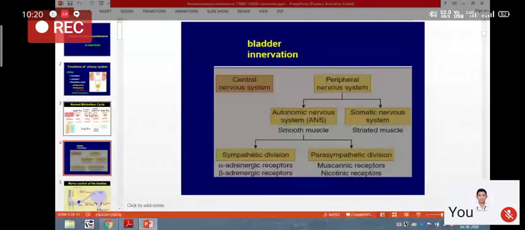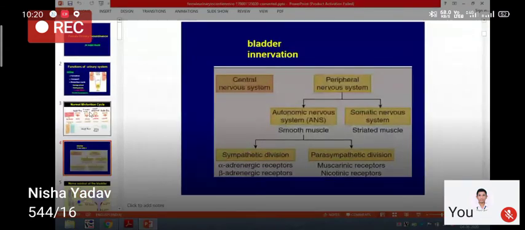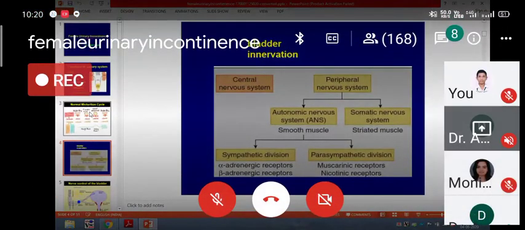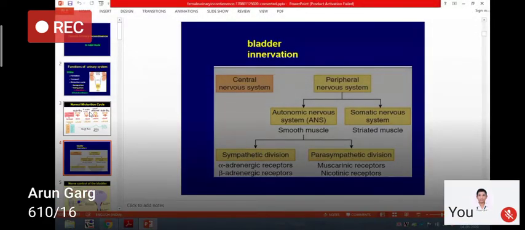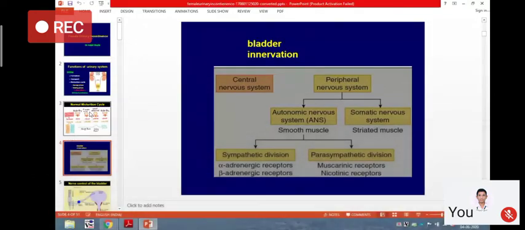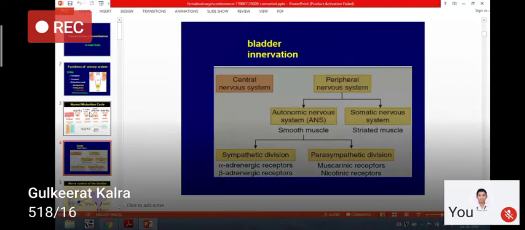So the peripheral nervous system consists of the autonomic nervous system and the somatic nervous system. The autonomic nervous system involves smooth muscle and the somatic nervous system involves striated muscle. In this there is a sympathetic division and a parasympathetic division. Parasympathetic fibers act on muscarinic and nicotinic receptors, while sympathetic acts on alpha adrenergic and beta adrenergic receptors. Alpha adrenergic receptors are mainly present in the urethra and around the bladder neck.